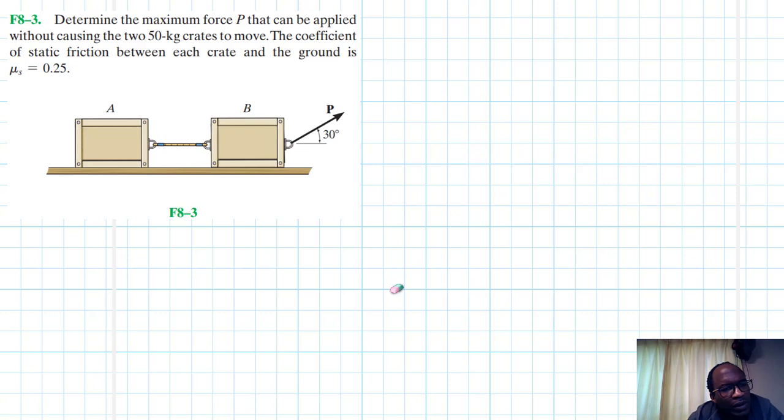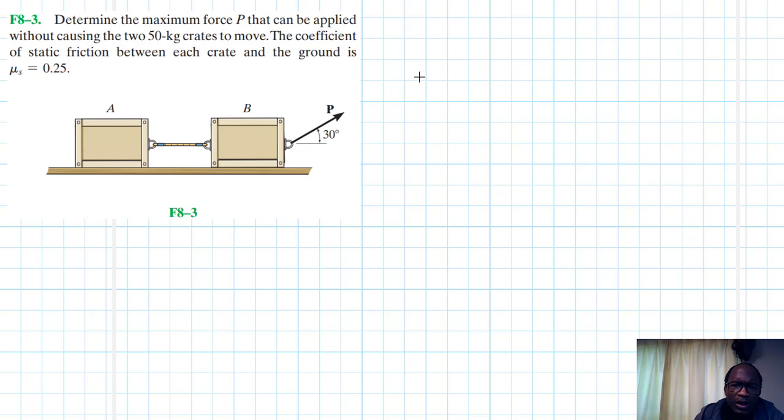The problem reads, determine the maximum force P that can be applied without causing the 250 kg crates to move. The coefficient of static friction between each crate and the ground is mu s equal to 0.25. This problem is coming from the Engineering Mechanics Statics textbook, 13th edition by R.C. Hibbeler.